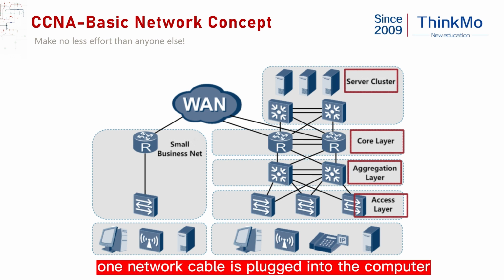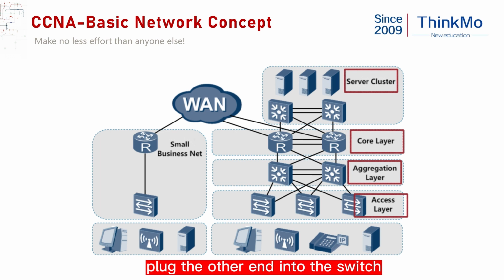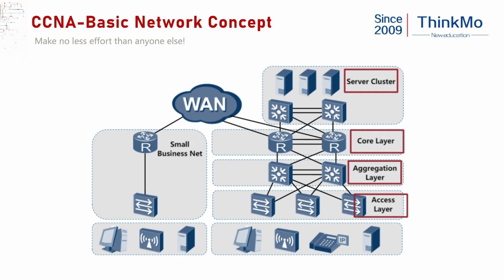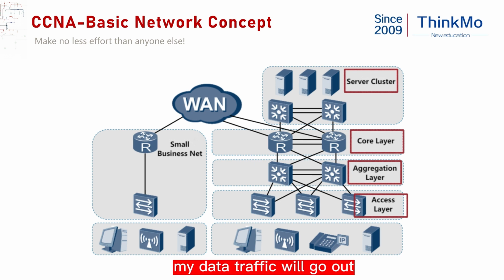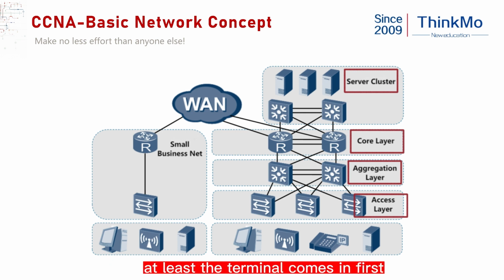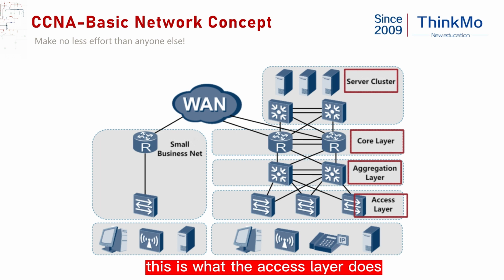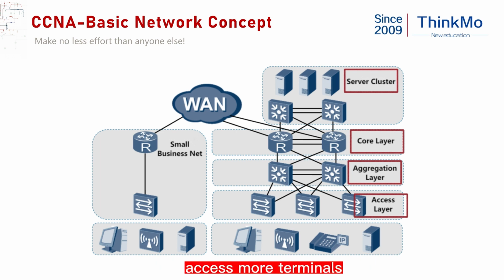One network cable is plugged into the computer, and the other end is plugged into the switch. Just hook it up first. Later, my data traffic will go out from my switch and on to the internet. At least the terminal comes in first. This is what the access layer does: access more terminals. That's its mission.